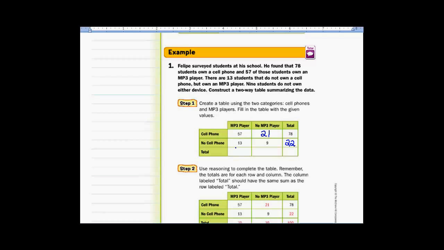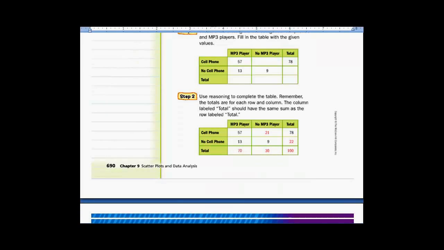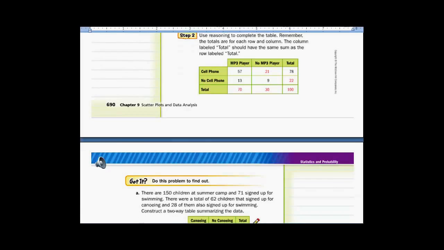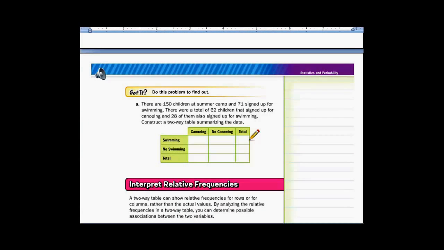57 plus 13, 70. 21 and 9. And what do we got right here? 78 and 22 is 100. Also notice that these add up both ways. Okay, so you can try the Got It at the top of the next page. You can fill in your numbers. So pause that and try that, please. Come back with me.